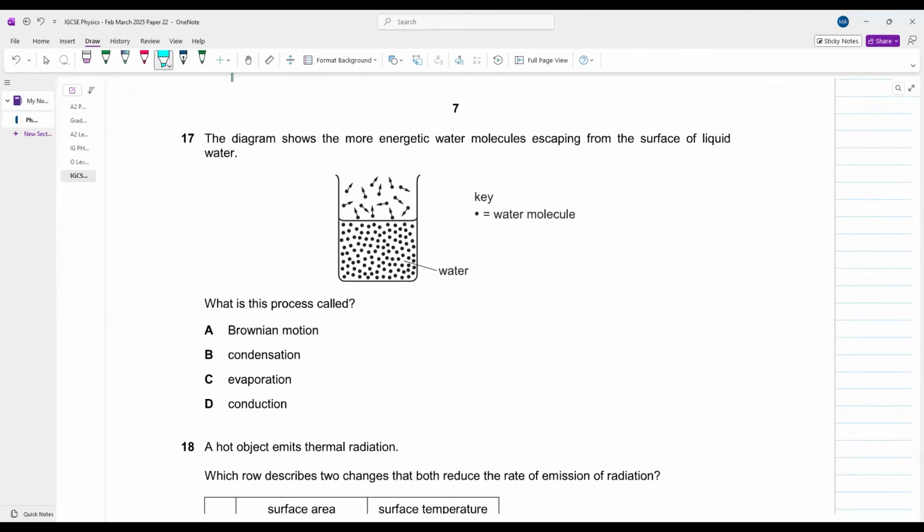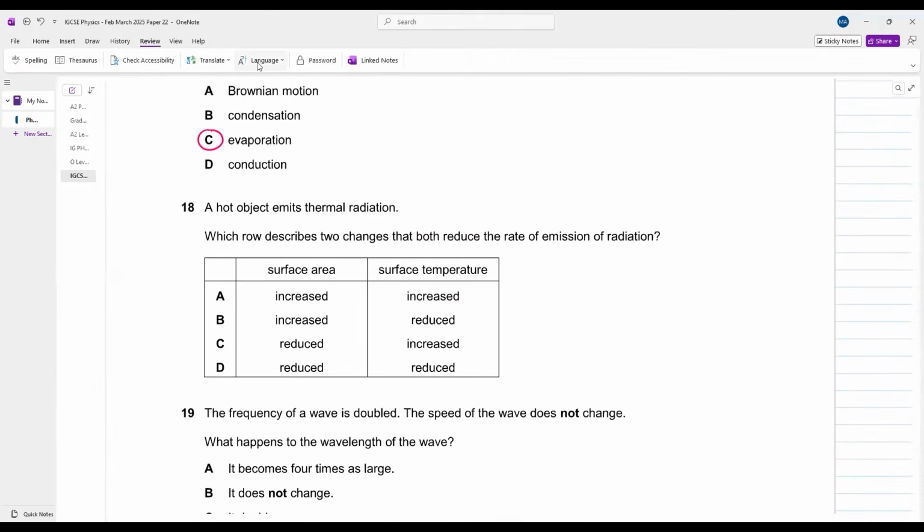The diagram shows the more energetic water molecules escaping from the surface of water. What is this process called? बेटा अगर more energetic molecules surface से escape कर रहे हैं, this process is known as evaporation. Perfect. A hot object emits thermal radiation. Which row describes two changes that both reduce the rate of emission of radiation? अगर आप surface area reduce करते हो तो radiation का rate reduce हो जाएगा.